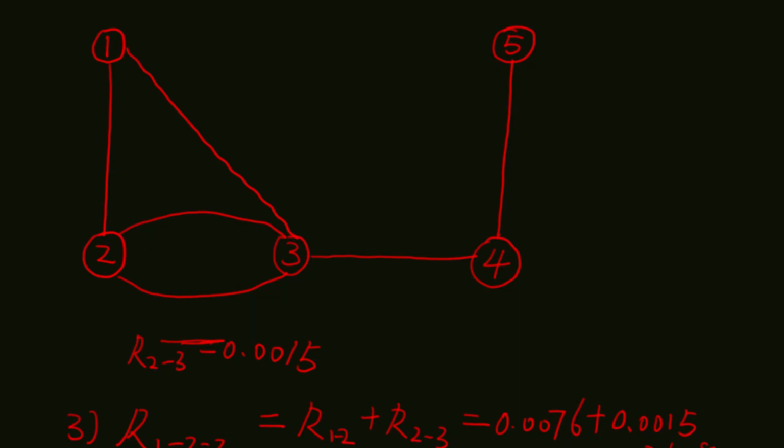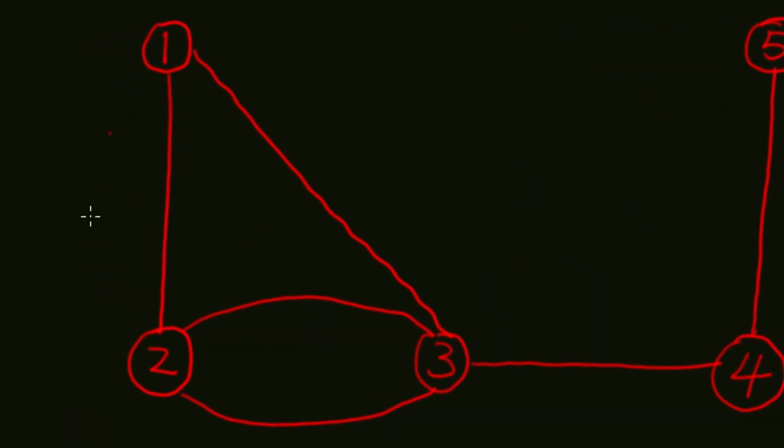Question 4 asks for the total resistance of airway 1, 2, 3 and 1, 2, 3 in parallel. So that's the total resistance of this part. As we can see, they are in parallel. We can use the same equivalent resistance equation for parallel airways.